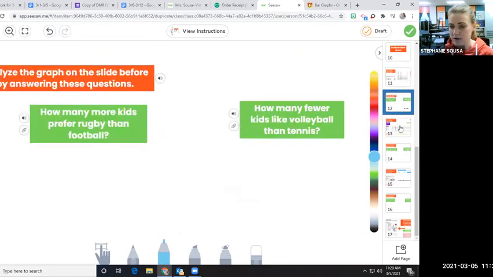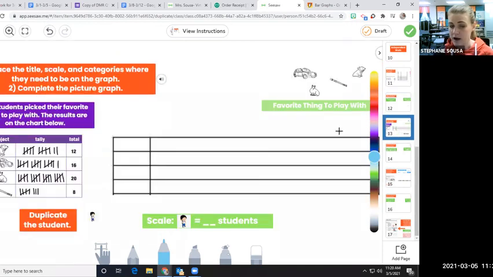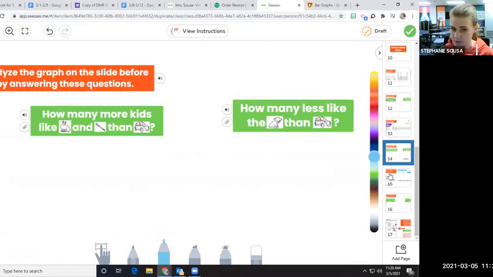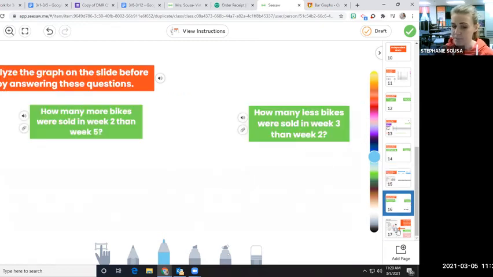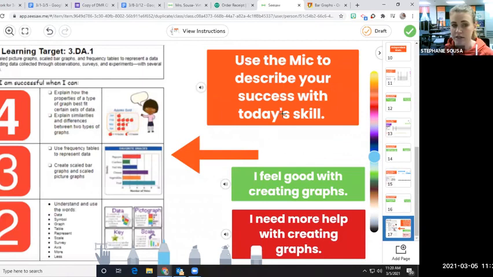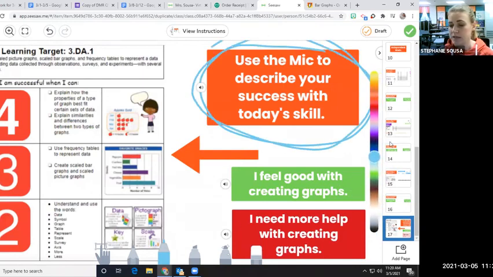There's questions about it. There's a pictograph. You're going to move the title, the categories, the scale, and fill it out. Then there's questions about it. There's a line plot. You're going to move the title, the categories, the scale, and fill it out. And there's questions about it. Okay? As always, on your success criteria, I need you to use the microphone to describe your success with today's skill. All right? That is your independent work for today.